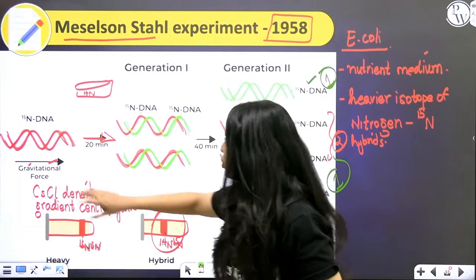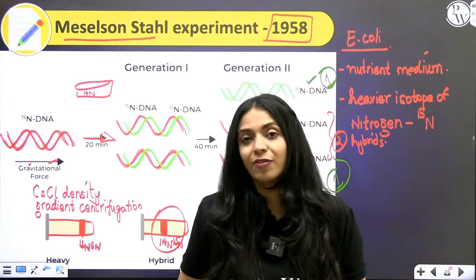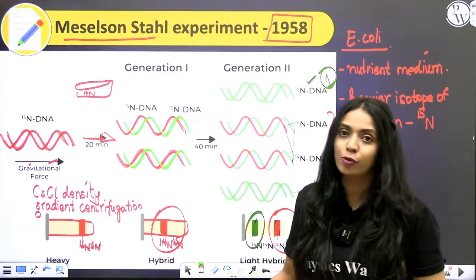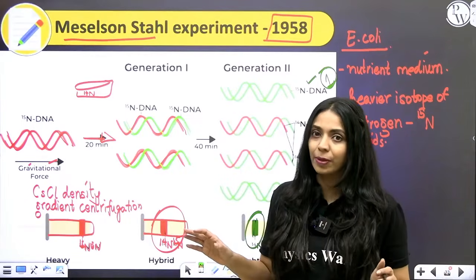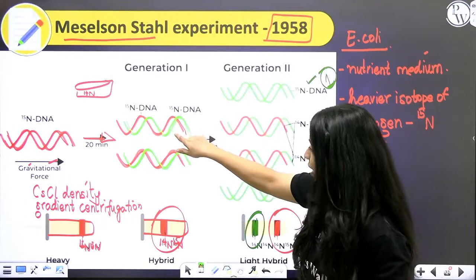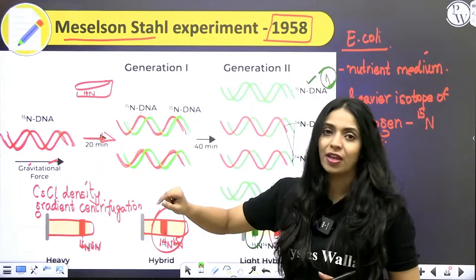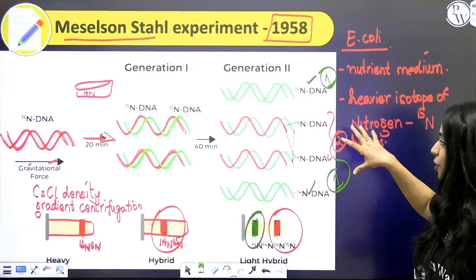Now what happens when you transfer this to a medium containing N14? For whatever new strands have to be synthesized, they will have to make use of that N14. N15 is no longer available. So for the strands that are newly synthesized, they would have incorporated this N14. So the new strands will be lighter, the old initial strands will be heavy. What happens after the next round of replication?